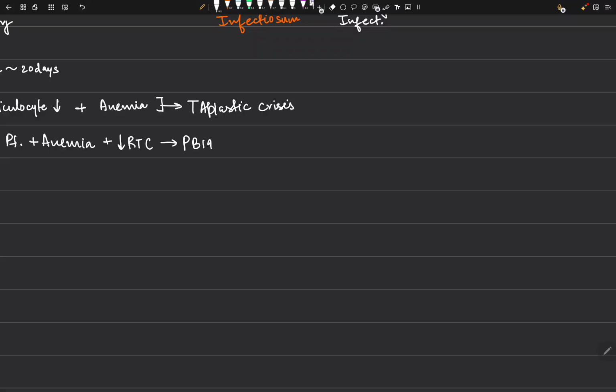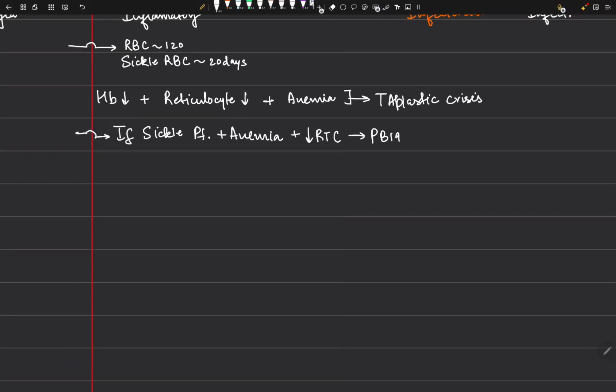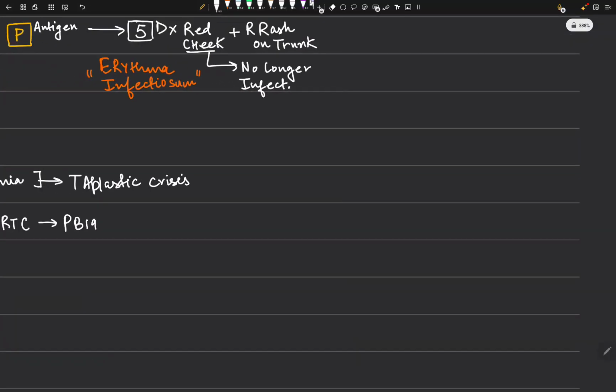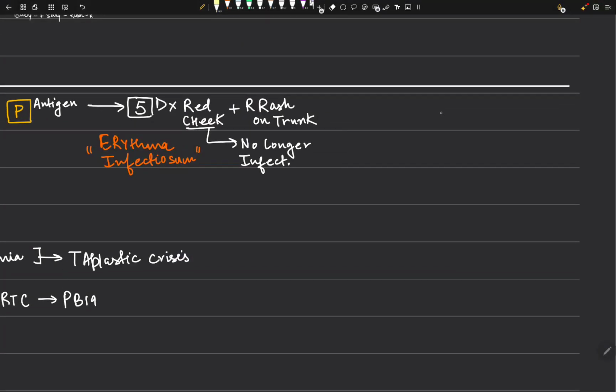What else can I say? We have pure red cell aplasia versus aplastic anemia. It's a cool sounding concept here. Okay, wait, let me change the color. Let's make it bright yellow. Yeah, so we have pure RBC aplasia versus we have aplastic anemia, right? Let's try to understand that.